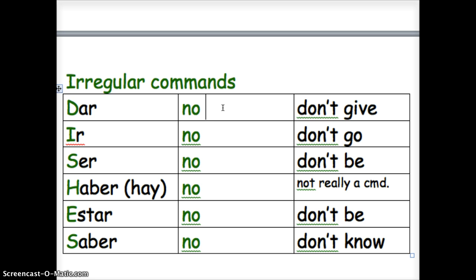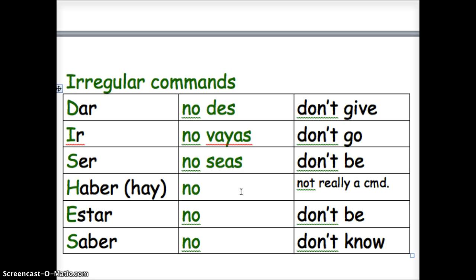So don't give, no des. Don't go, no vayas. Don't be, no seas.